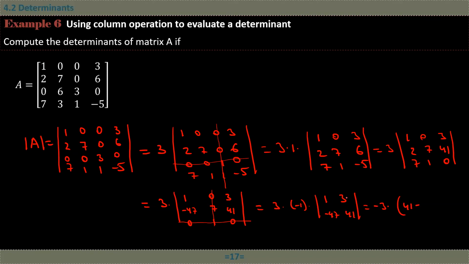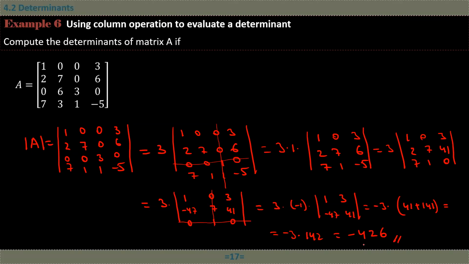41 minus 3 times 47, 3 times 50 is 150, minus 9, 141, so minus 1 is plus 141, which is equal to minus 3 times 142, minus 3 times 2 is 6, 3 times 4 is 12, we have 426.